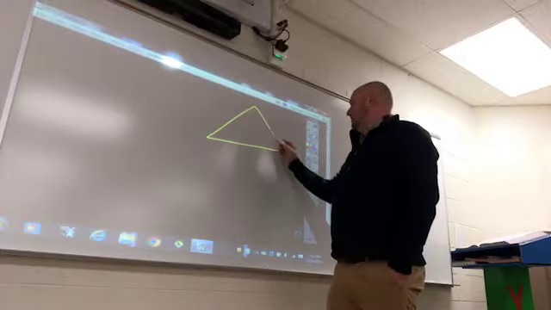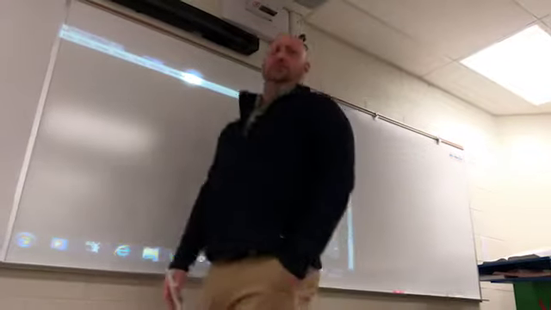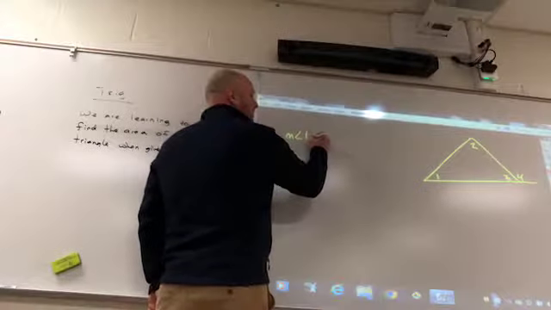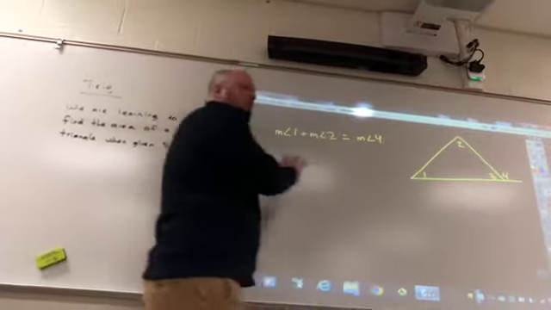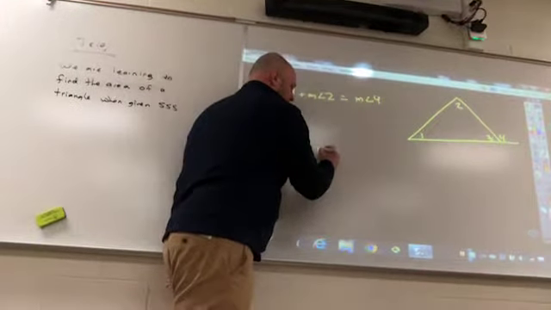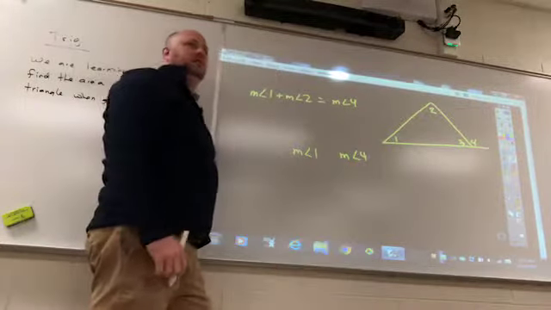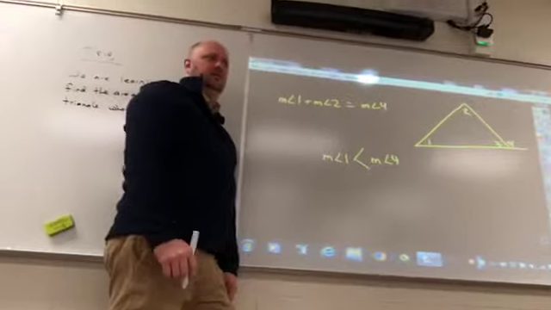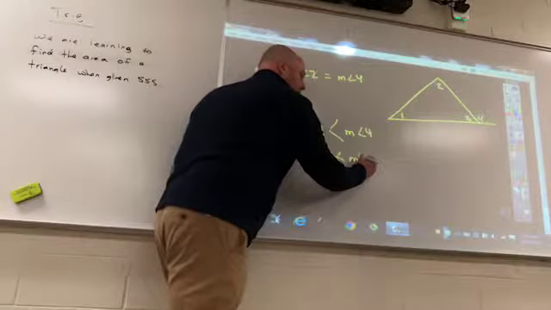we already have a theorem about exterior angles. What was that theorem? What did that say? Measure of angle 1 plus the measure of angle 2 has to equal 4. Like we've already established that as a fact, right? So what does that mean about the measure of angle 1 compared to the measure of angle 4? Doesn't 1 have to be less than 4? Sure does. And so does 2 has to be less than 4.